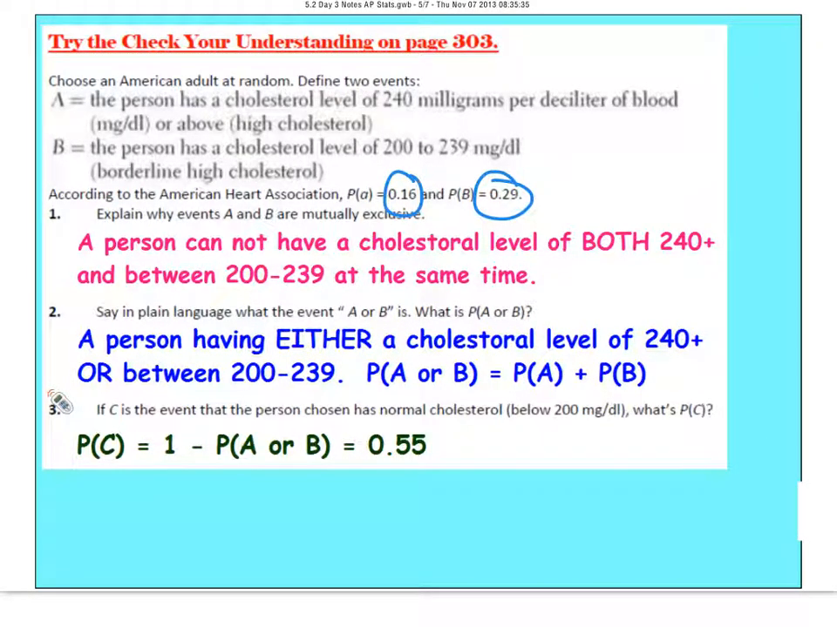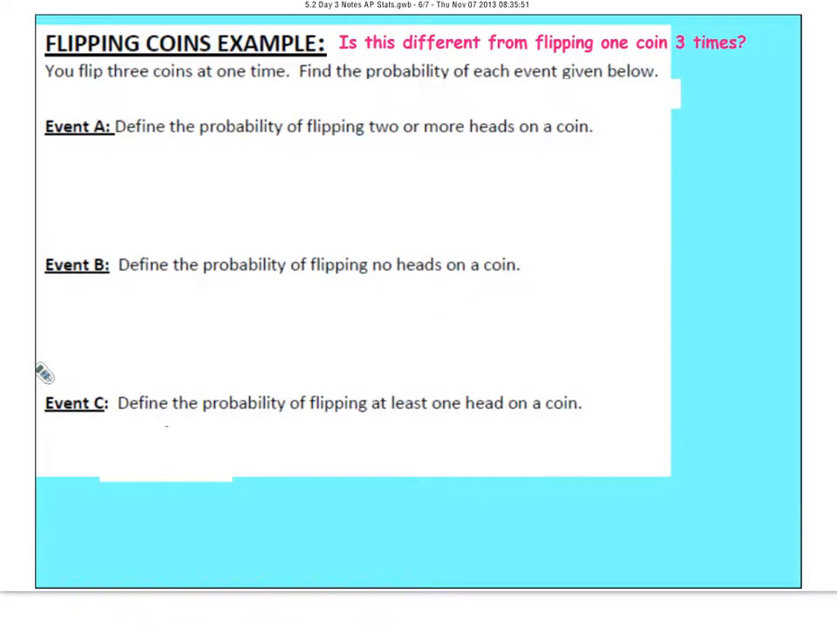Let's look at a flipping coin example. You flip 3 coins at one time, and then find the probability of each. So remember, if you do 3 coins, that means coin 1, 2, and 3 are all going to land by each other at the same time. That would be heads or tails, heads or tails, heads or tails. So 2, 2, and 2. There's 8 outcomes. So I'm going to be looking for 8 outcomes, by the way.